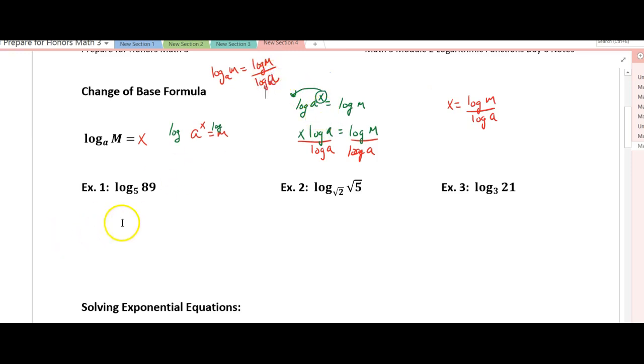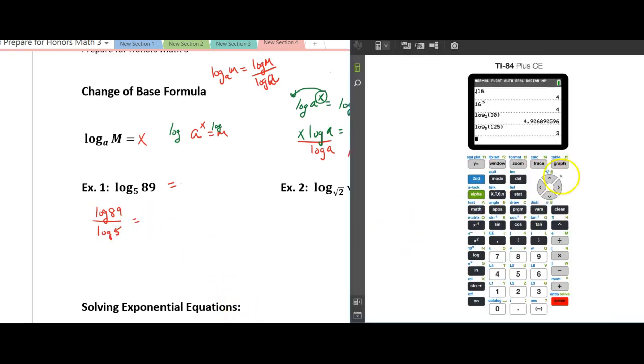All right, so let's take a look here at what that means. Say I'm trying to figure out 5 to what power would give me 89. Not easy to do. So I'm going to use the change of base formula. Log of 89 over log of 5. Now I can go to my calculator and say, what is the log of 89, close parentheses, divided by log of 5. When I hit enter, this is what I get.